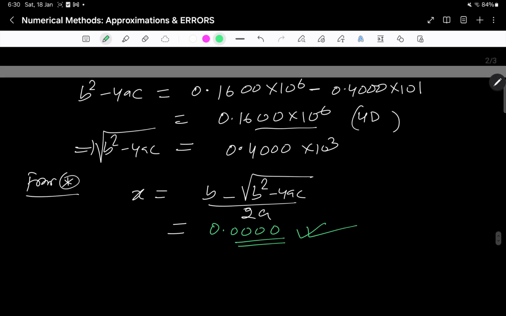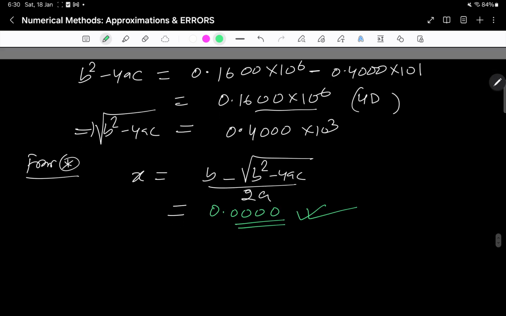I am getting this, okay. However, this is not a root. The error is quite high. Here you will find high error.